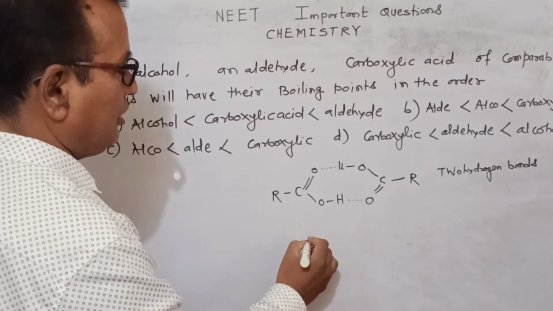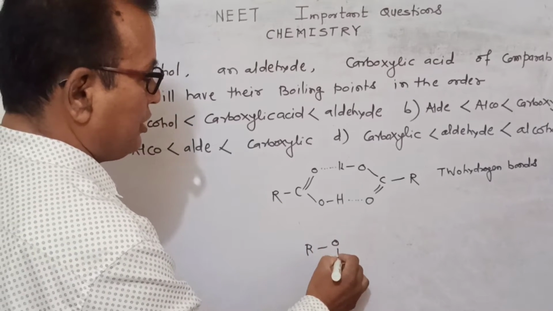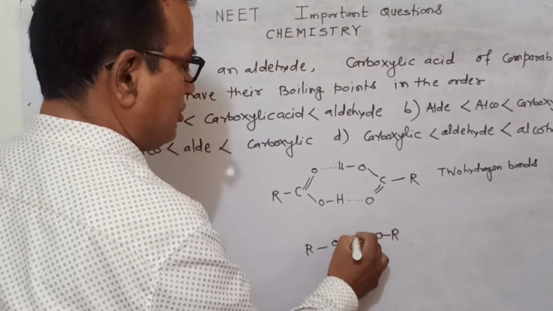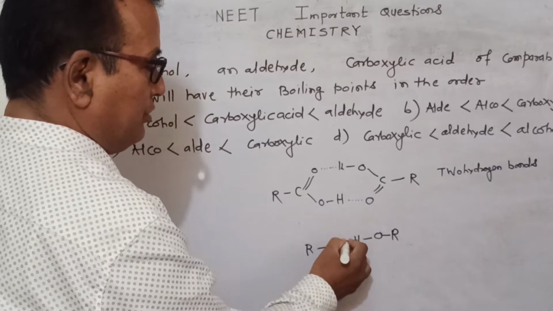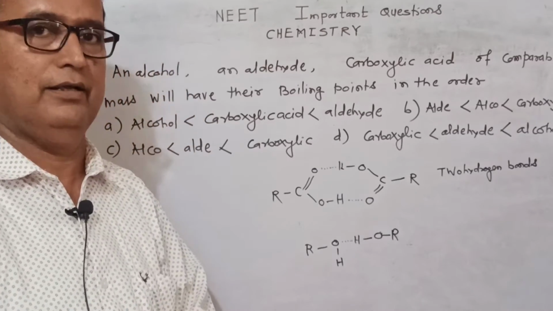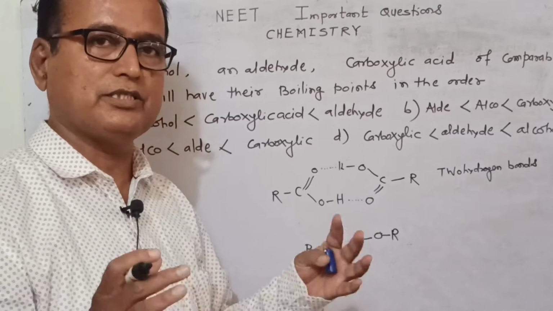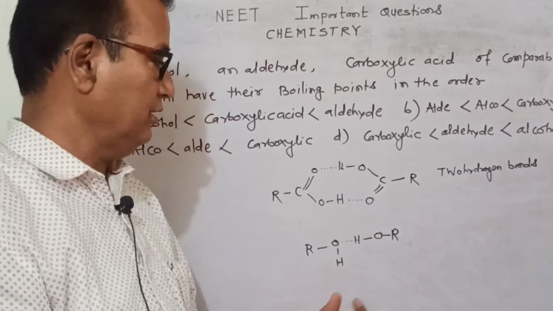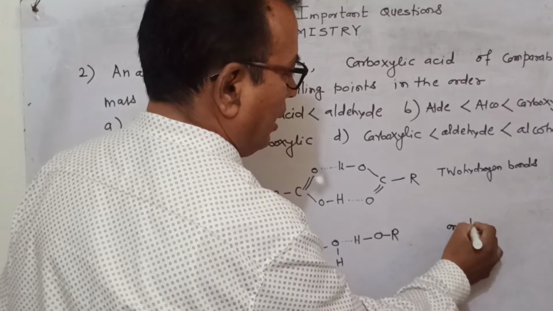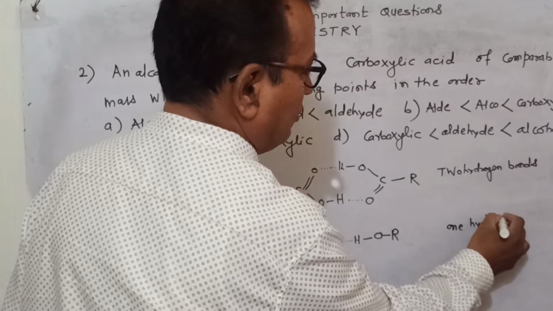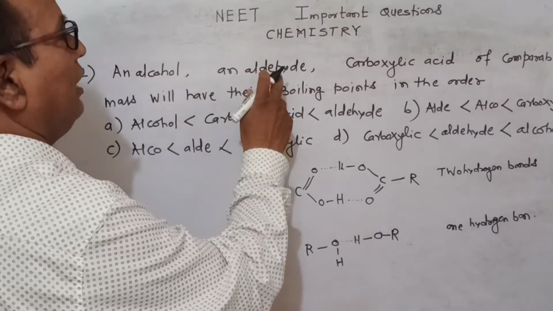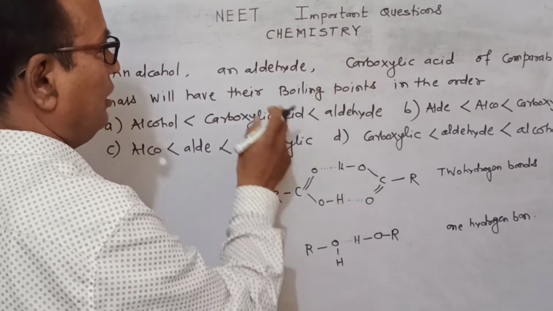After carboxylic acid, we will take alcohol, R bond OH. It is one of the alcohols. And another alcohol, R bond OH. When they come in contact with each other, they give such type of hydrogen bond. Here also one hydrogen bond is there. But in carboxylic acid contact, two hydrogen bonds are there. In alcohol contact, one hydrogen bond is there. And afterwards, alcohol, aldehyde, carboxylic acid. Carboxylic acid is over, alcohol is over.